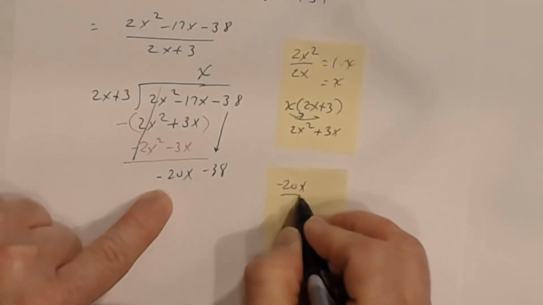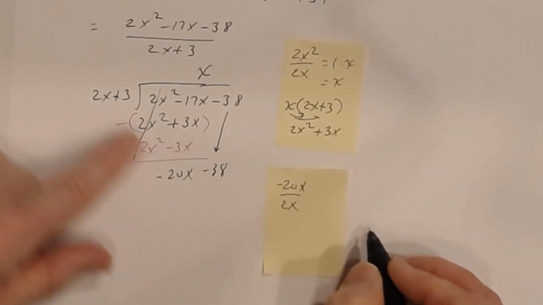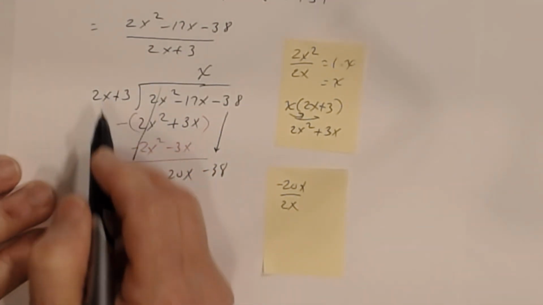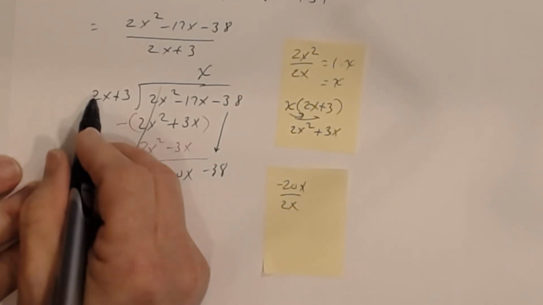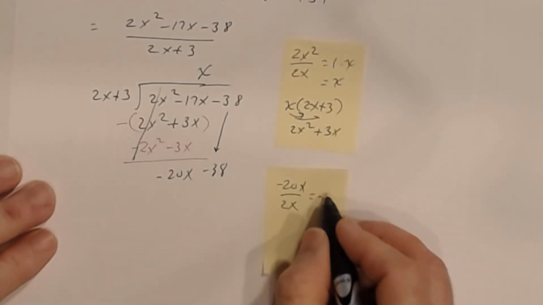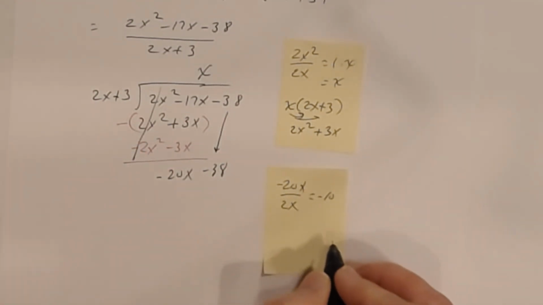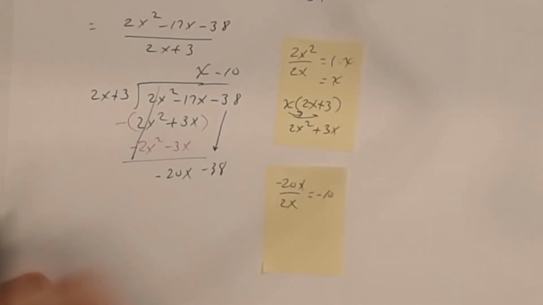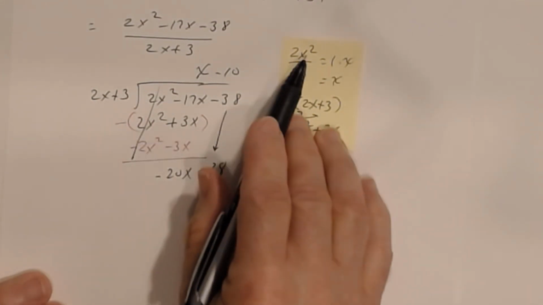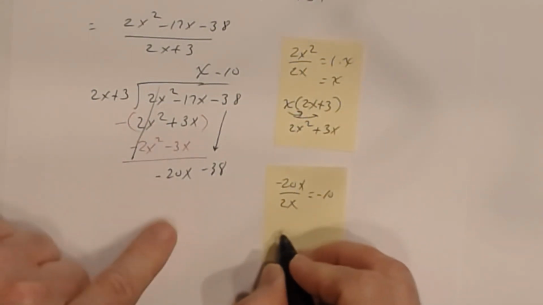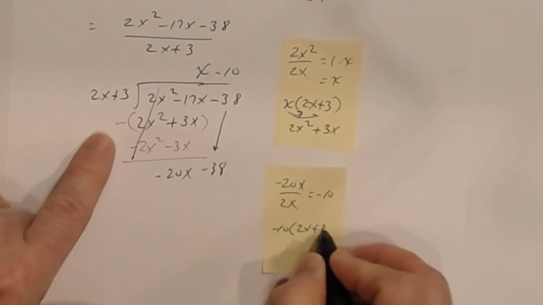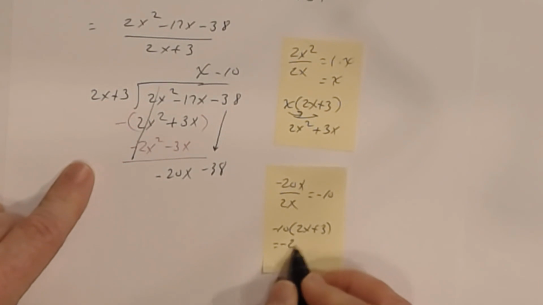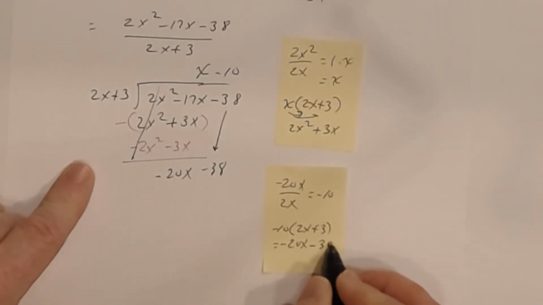Negative 20x divided by 2x. So this divided by this. First divided by first. First process, first divided by first. Second process, first divided by first. Well, that's going to be a negative 10. X divided by x is 1, right? So that's just negative 10. So that goes here. Then you multiply. See how it repeats? So then you multiply. It's going to say negative 10 times 2x plus 3. This times this. So this becomes negative 20x minus 30.